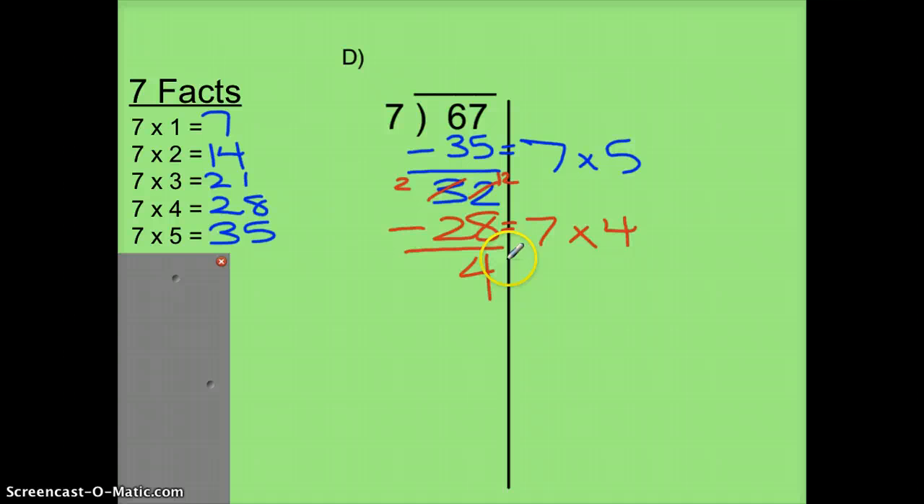Okay? Now this 4 is telling me I have 4 left, but I'm trying to make groups of 7, so I don't have enough to make another group of 7. This is now my remainder. I took away 5 groups of 7, then I took away 4 groups of 7. Altogether, I took away 9 groups of 7 with a remainder of 4.